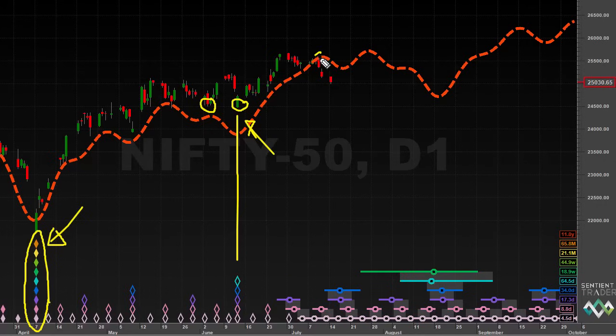You'll notice a slight displacement of these peaks relative to the actual price peak, indicating that it is possible that the Nifty has already turned down and has formed this peak and is already on its way down into the 20-week cycle trough. Again, that 20-week cycle trough is expected in about the 3rd week of August.